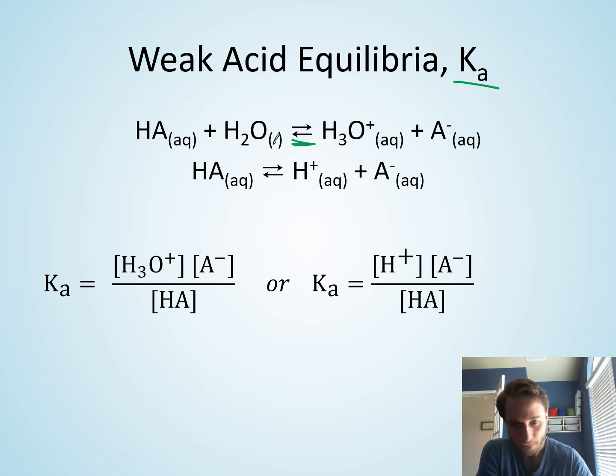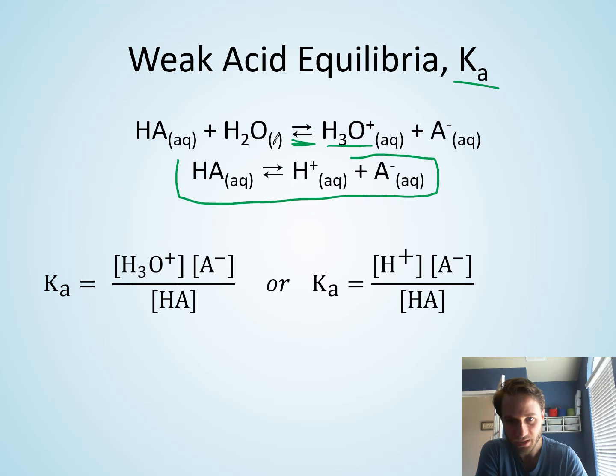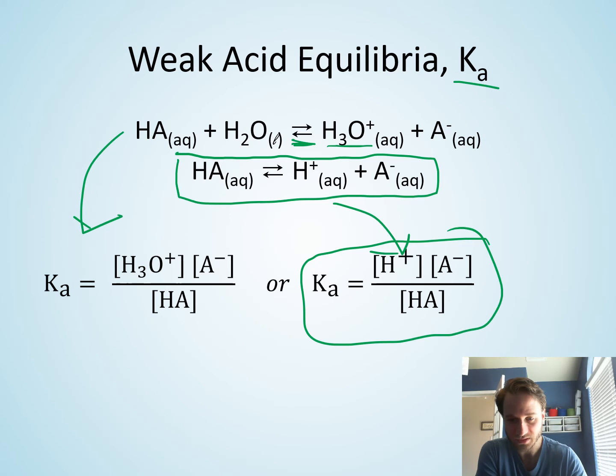For these reactions, you can write it with water to write it with H3O+. Often I'll write it in this way, just saying HA dissociates to H plus and A minus, which has an equilibrium constant, for the first reaction written in that way and the second reaction written this way. I'll often use this version of the equilibrium constant, which we call Ka to indicate it's referring to a weak acid dissociation equilibrium. But it's just an equilibrium constant: products over reactants raised to their stoichiometric coefficients.